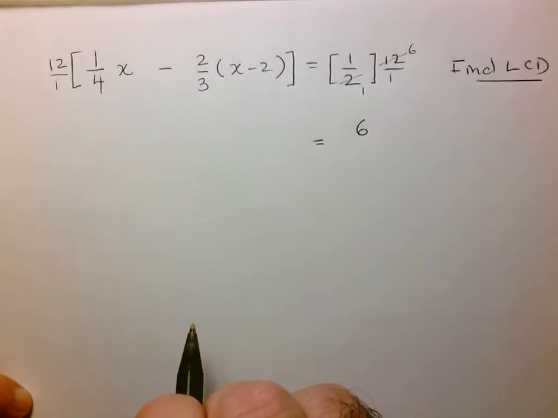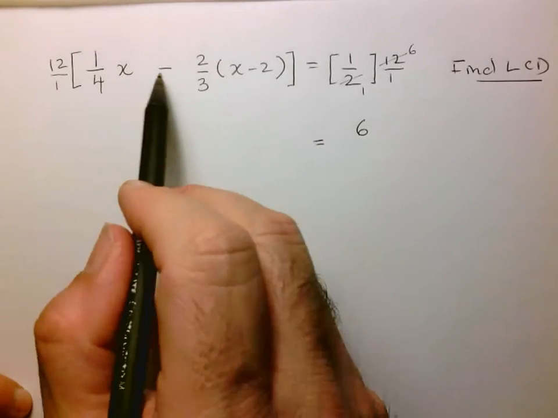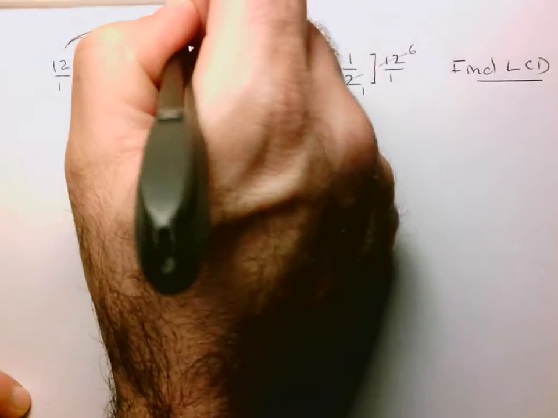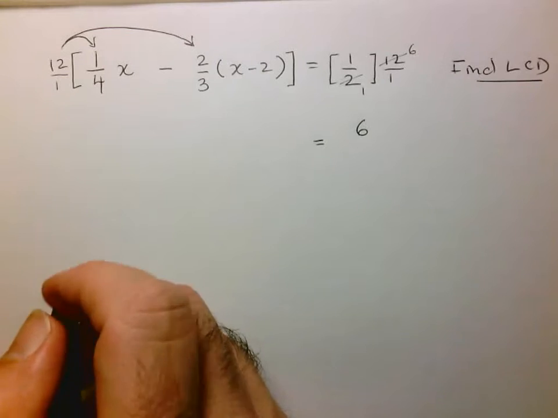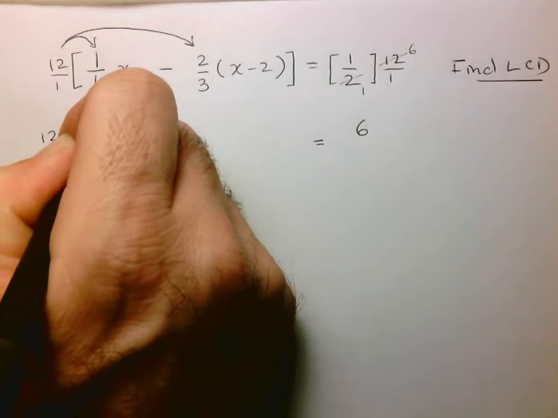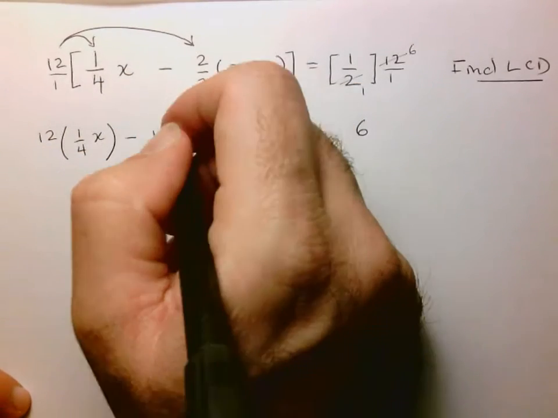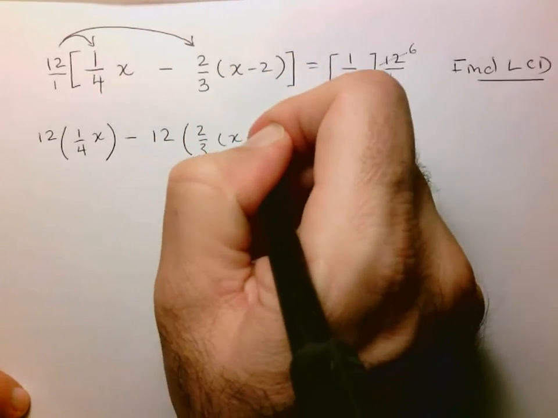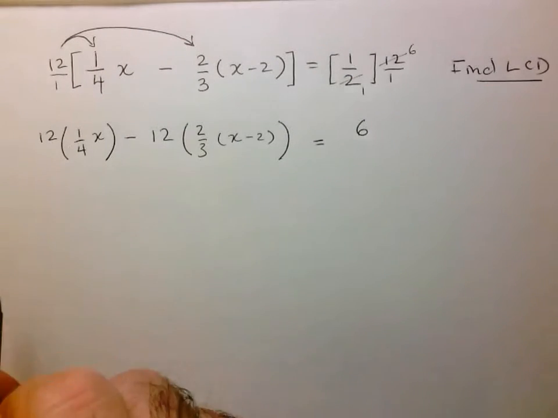On the left hand side, it's a little more complicated because I've got two terms. In order to multiply them by 12, I have to perform a distribution. So I have to distribute the multiplication by 12 to both terms. Let's do the first one here: I've got 12 times 1/4 x, and then minus 12 times (2/3 x minus 2). I have to multiply to both terms on that side.